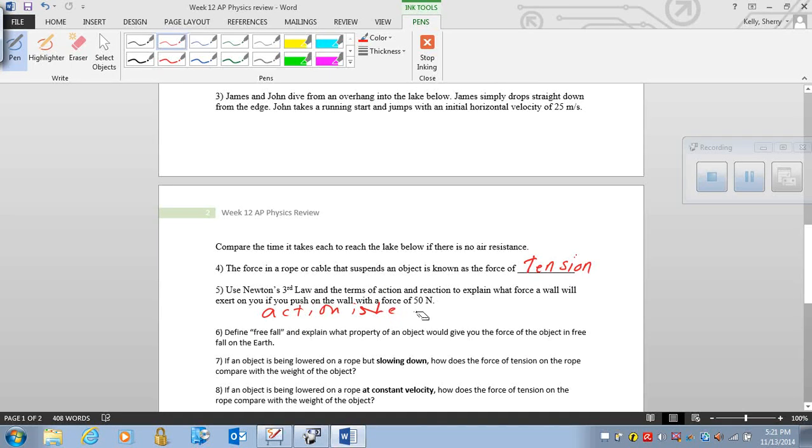The action is leaning on the wall. The reaction is the wall leaning on you.